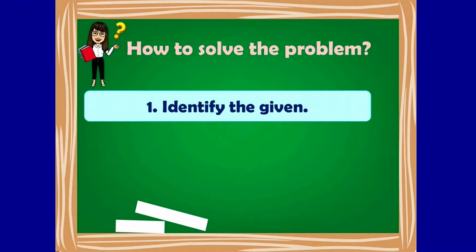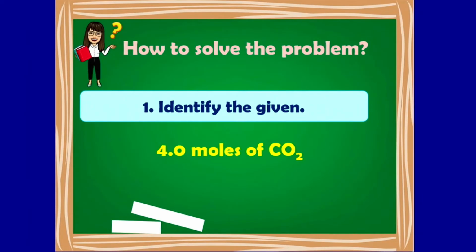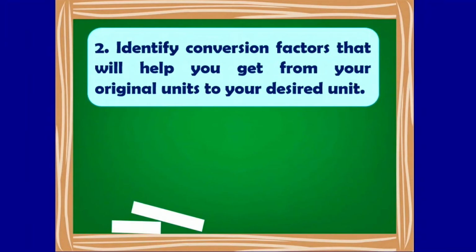First, you have to identify the given. What is the given? Correct! We have 4.0 moles of carbon dioxide. Next, after identifying the given, we have to identify conversion factors that will help you get from your original units to your desired unit. There are 2 possible conversion factors in this example.